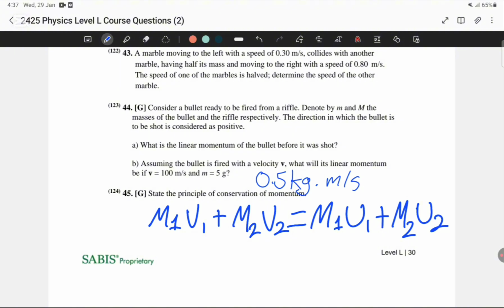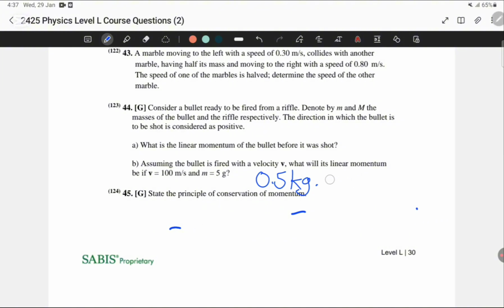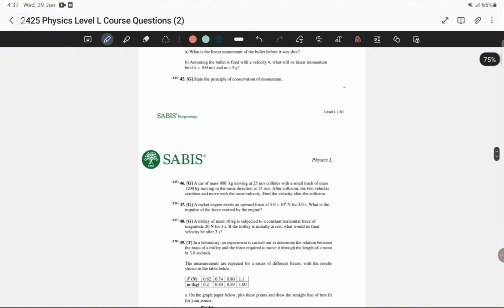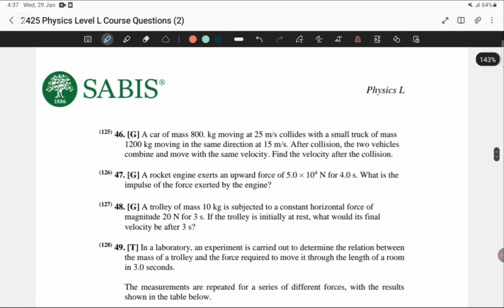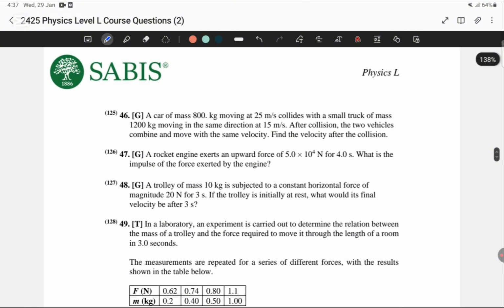And the principle of conservation of momentum, it's basically just memorization. When two or more bodies interact, as in a collision or an explosion, the total momentum of the bodies remains constant, provided no external resultant force is acting on them. It's just memorization.